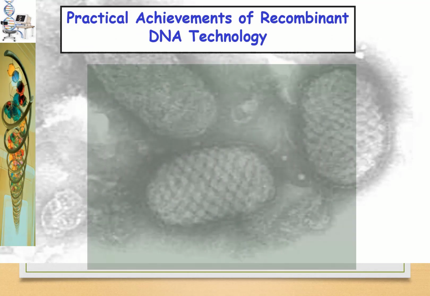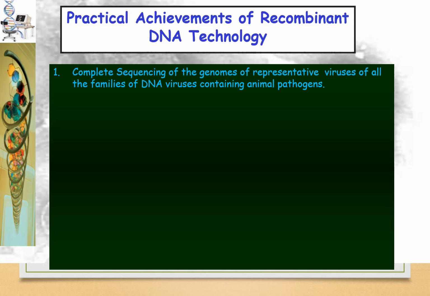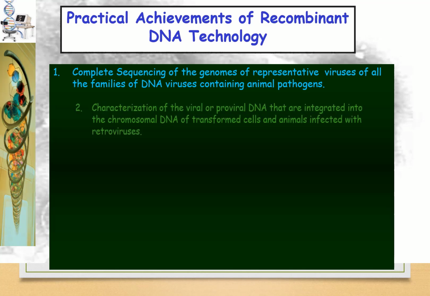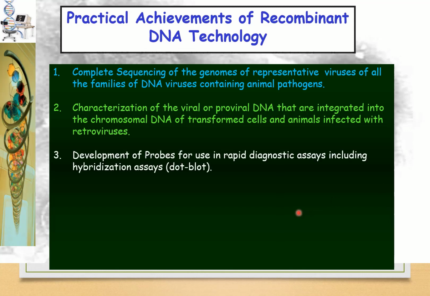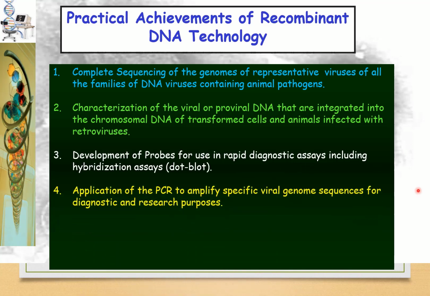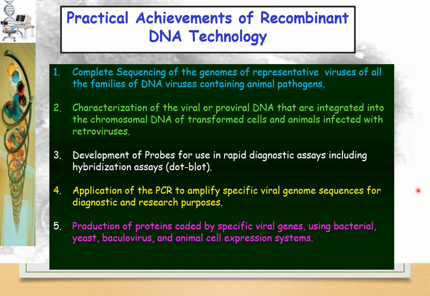Practical achievements of recombinant DNA technology: complete sequencing of the genome of representative viruses of all the families of DNA viruses containing animal pathogens; characterization of the viral or proviral DNA that is integrated into the chromosomal DNA of transformed cells and animals infected with retroviruses; development of probes for use in rapid diagnostic assays, including hybridization assays; application of PCR to amplify specific viral genome sequences for diagnostic and research purposes; production of protein coded by specific viral genes using bacterial, yeast, baculovirus, and animal cell expression systems.